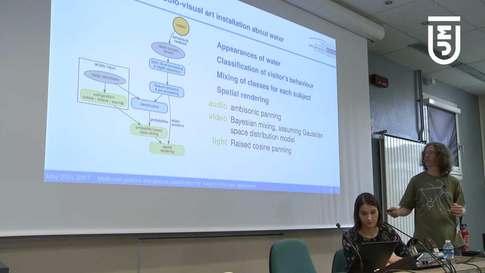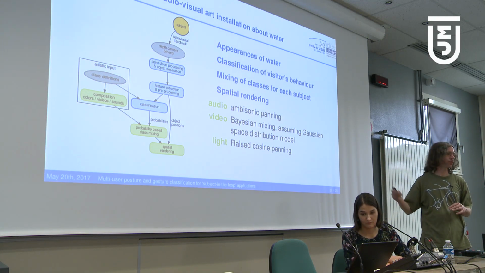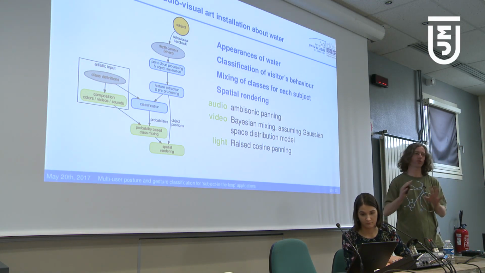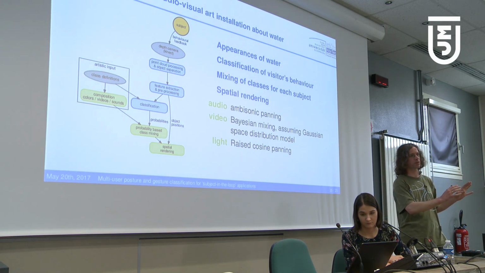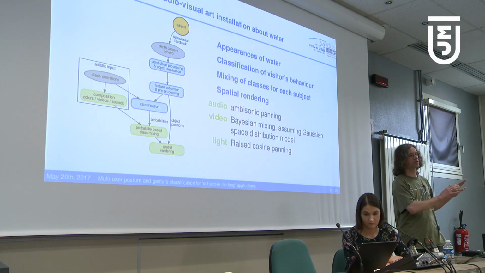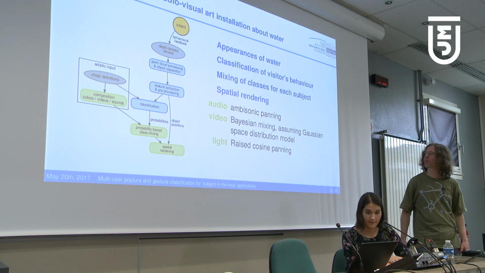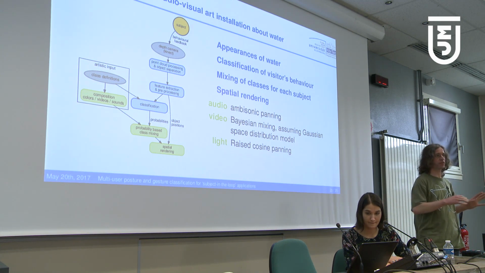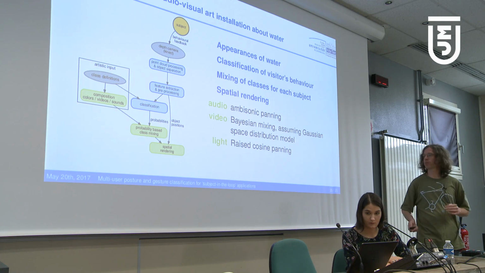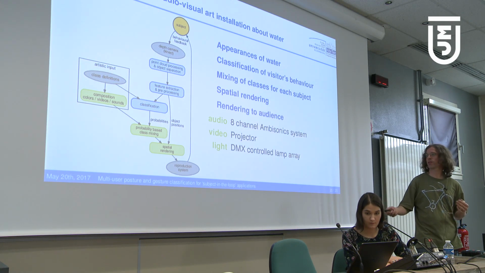So we are using some kind of Bayesian mixing model. I don't want to go into details, just assuming some kind of spatial distribution of these objects, and then you can create some kind of mixing matrix which gives you a full image for every point of the screen. And for the light, we just have some kind of fixed lamp array, so we just use some kind of raised cosine panning for the light, so we can have moving objects even with a fixed lamp array. And then in the end, we have our reproduction systems.